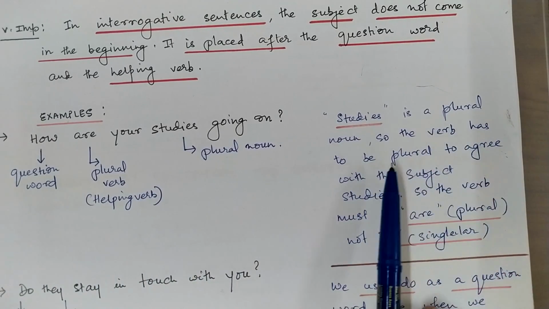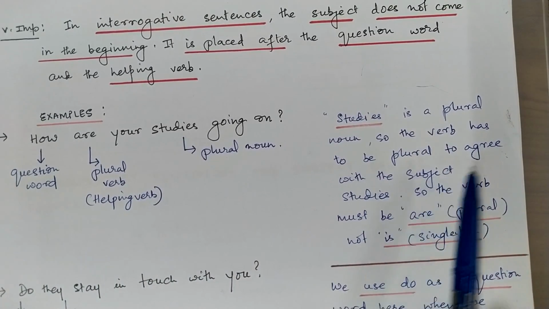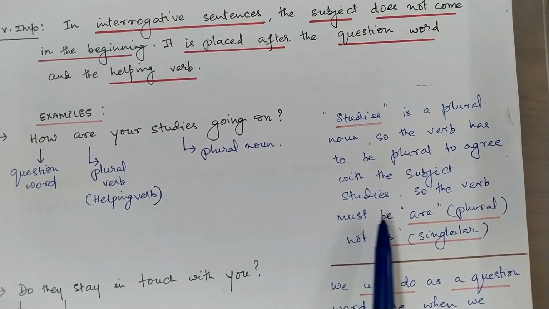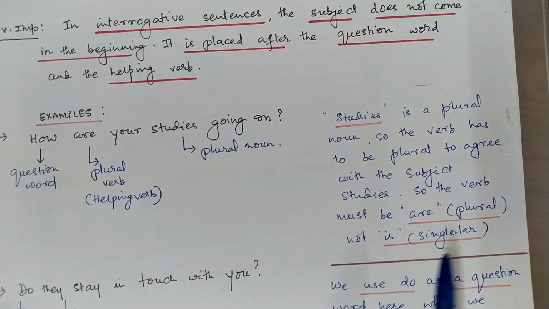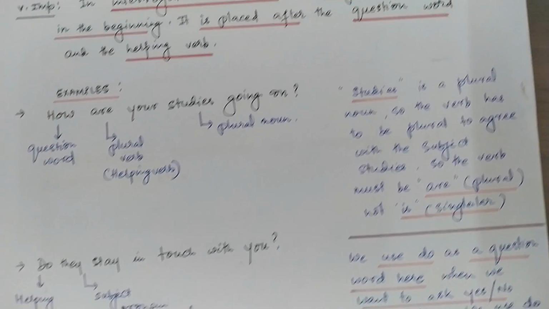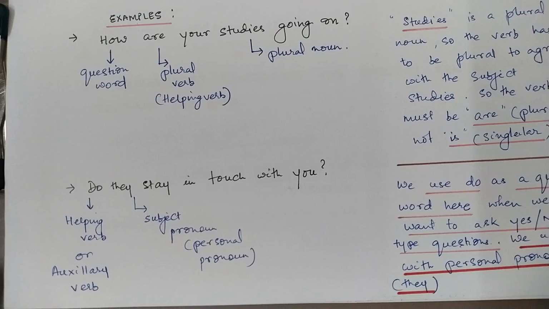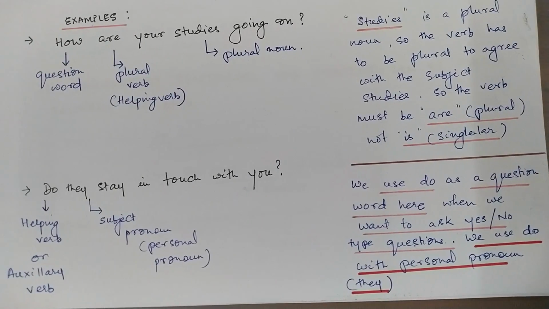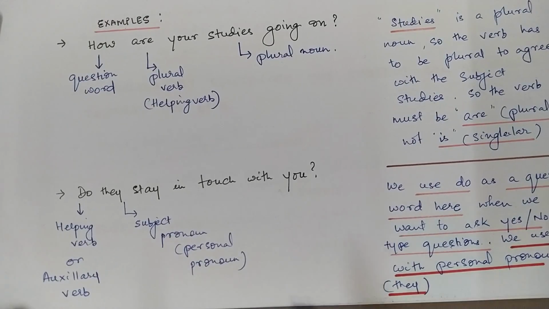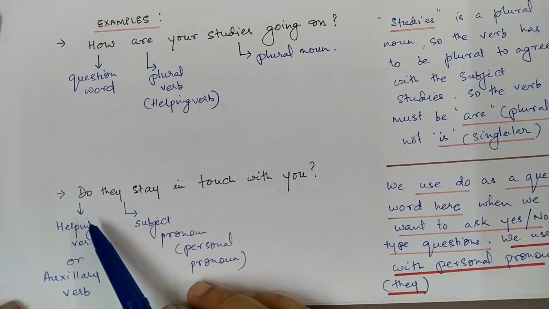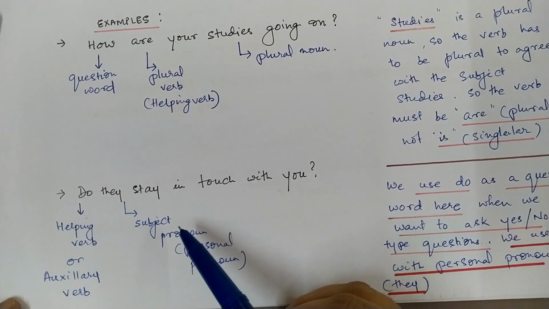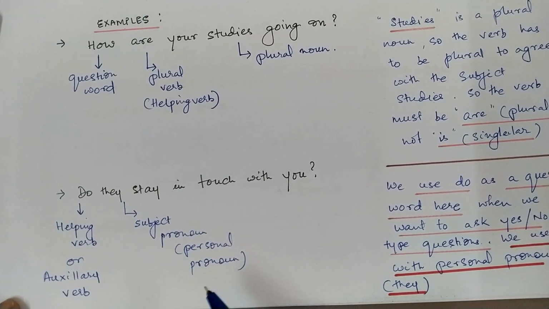So studies is a plural noun. The verb has to be plural to agree with the subject studies. So the verb must be are, plural, and not is, singular. Next children, the example is, do they stay in touch with you? Now here children, we have to identify the helping verb. The helping verb is do, and they here is a subject pronoun or the personal pronoun.